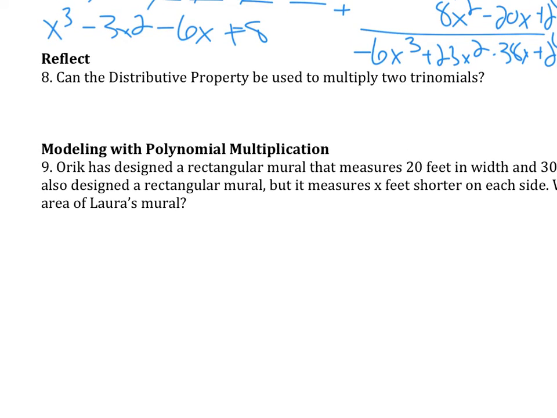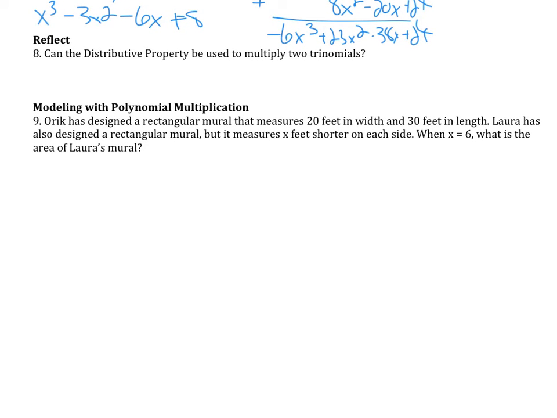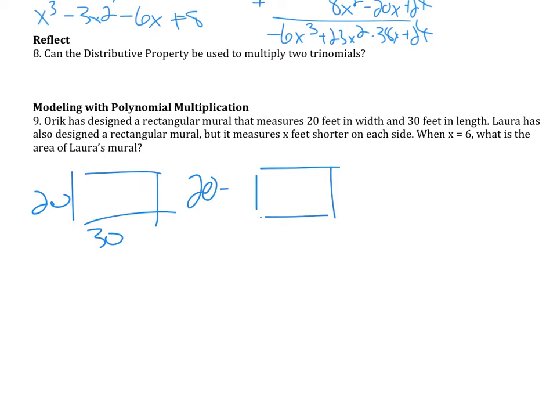All right, Oric has designed a rectangular mural that measures 20 feet in width and 30 feet in length. Laura has also designed a rectangular mural, but it measures x feet shorter on each side. When x equals 6, what is the area of Laura's mural? So Oric has a mural that's 20 by 30. And then we have Laura's, which is x feet shorter on each side. So that's going to be shorter, so we're going to minus that amount, and then minus that amount. So then to find the area, remember area is length times width. So we're going to get 20 minus x times 30 minus x.